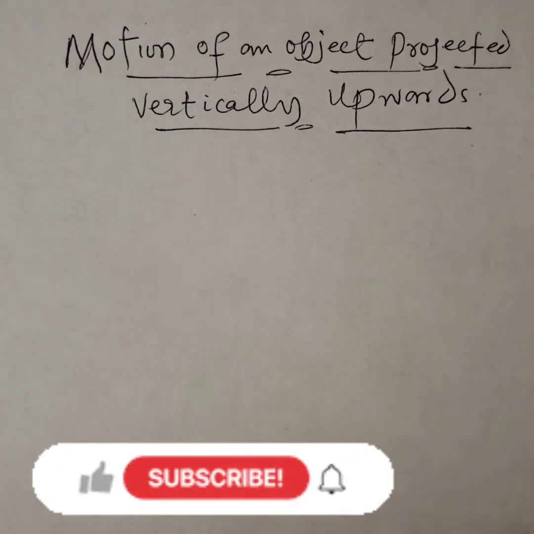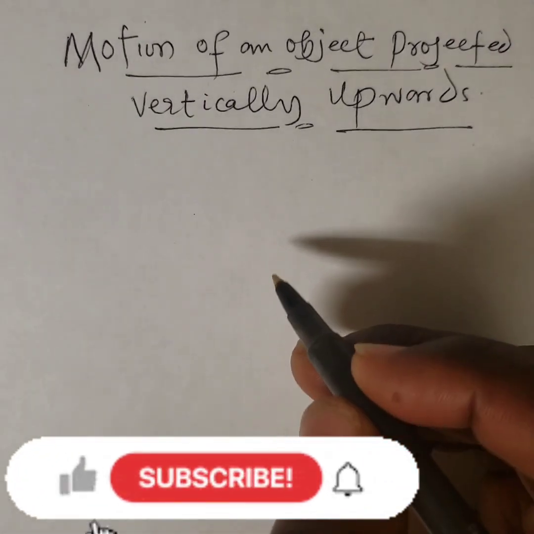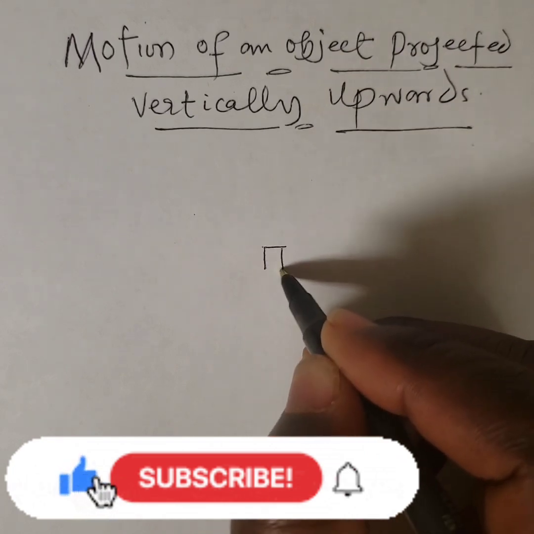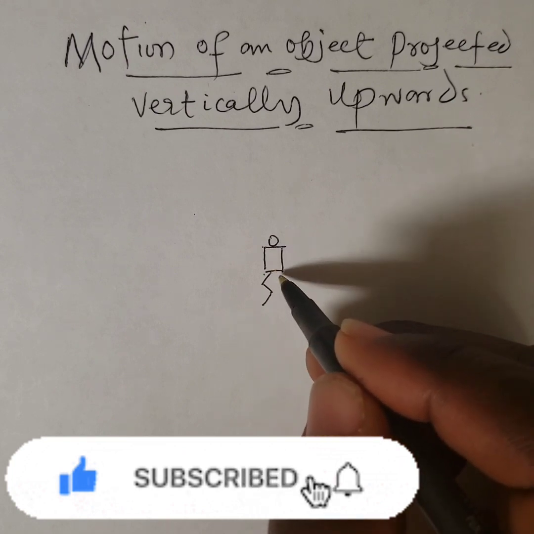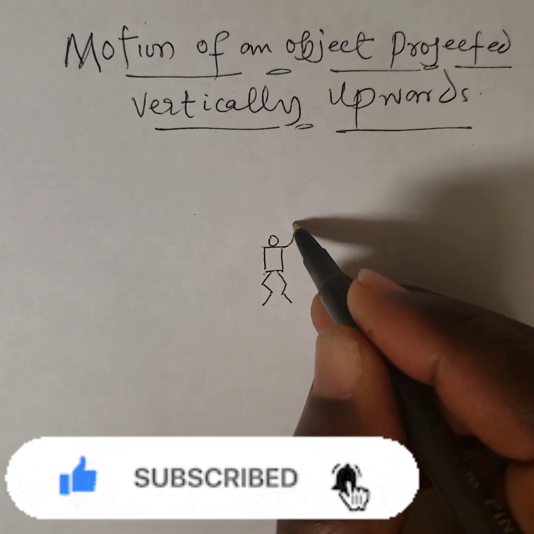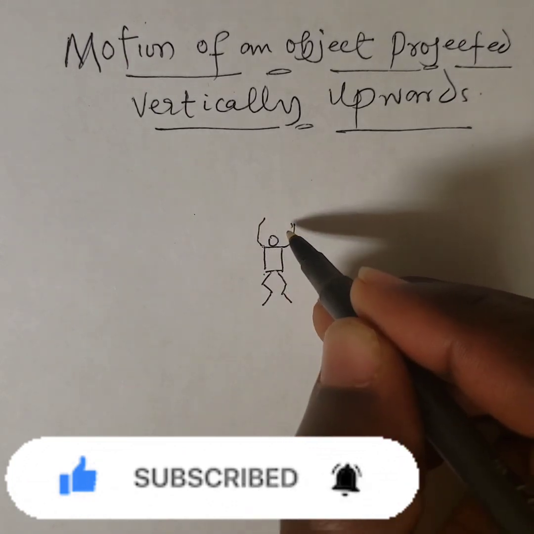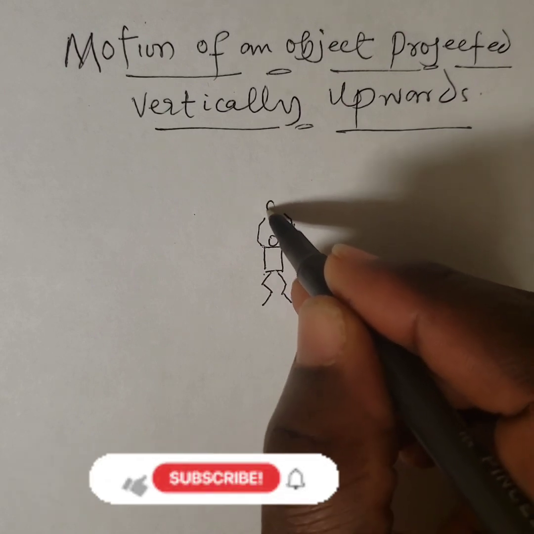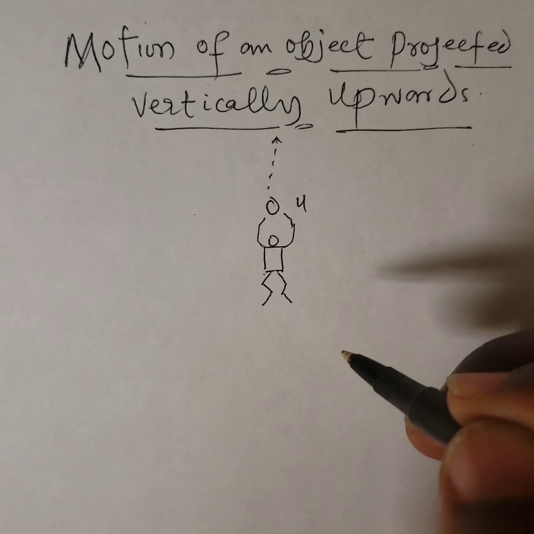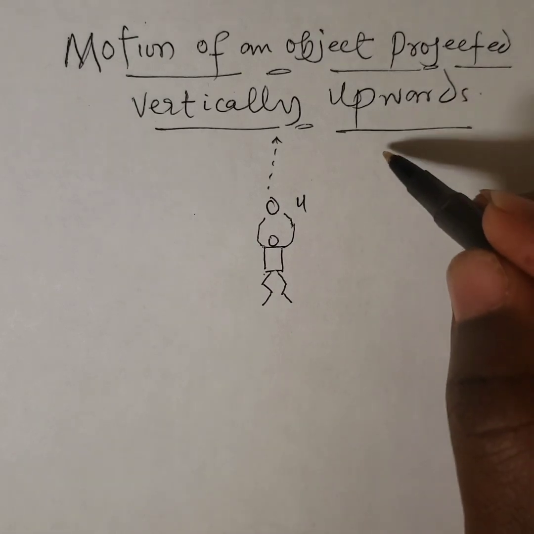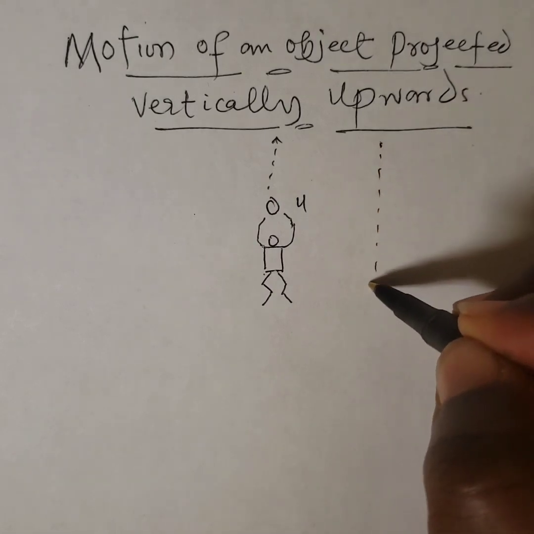Now, let's assume that a boy projects an object vertically upward, at 90 degrees to the ground, with an initial velocity u, covering a distance, let's say h.